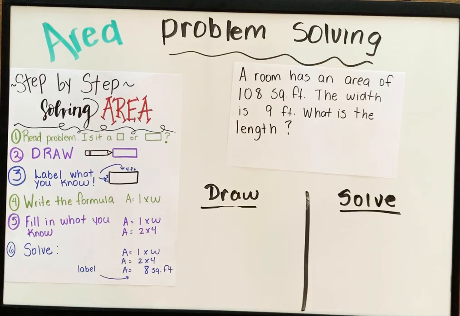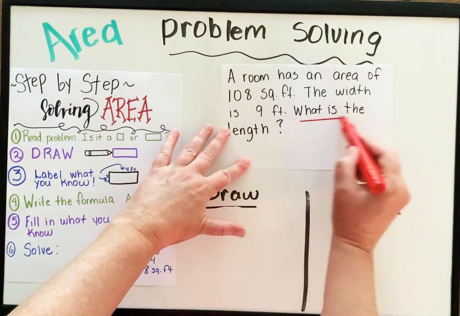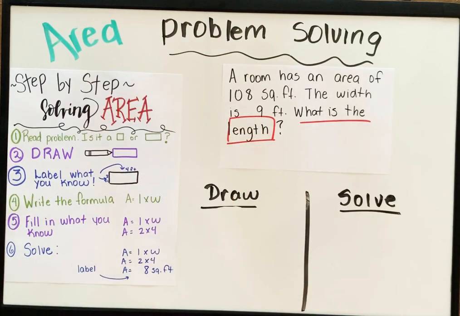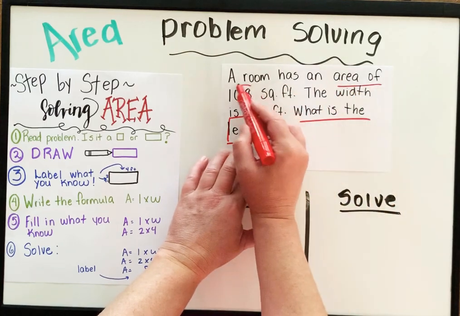Okay. A room has an area of 108 square feet. The width is 9. I'm going to underline my question. What is the length? Okay. So this time I know my area. It says it right here. It has an area of 108.